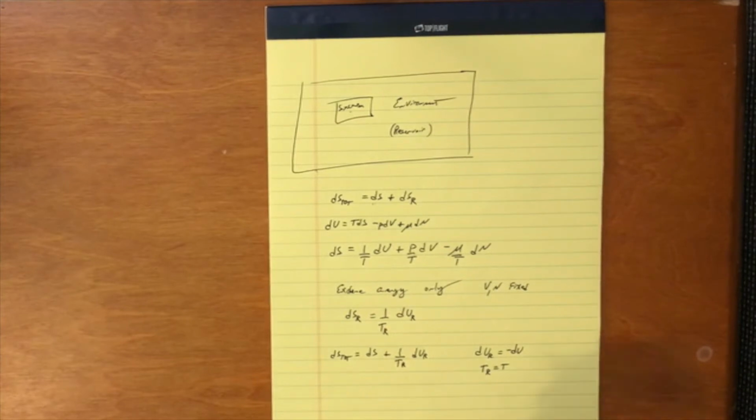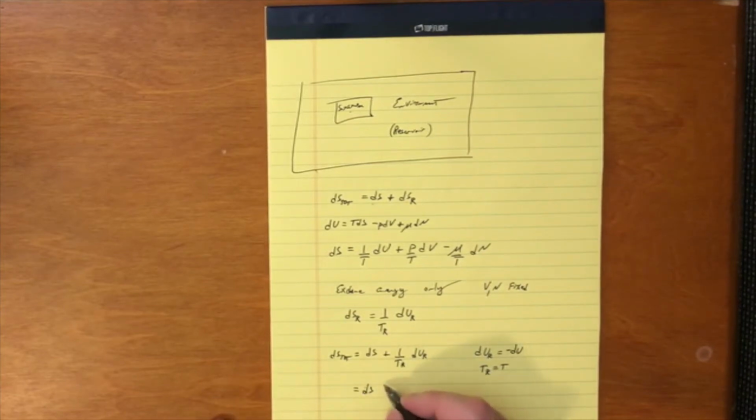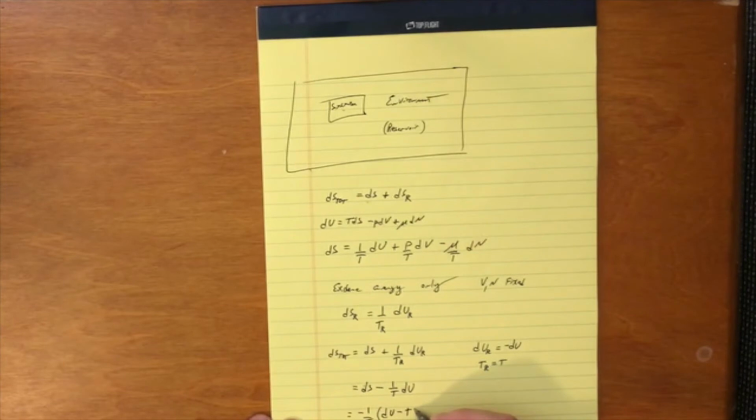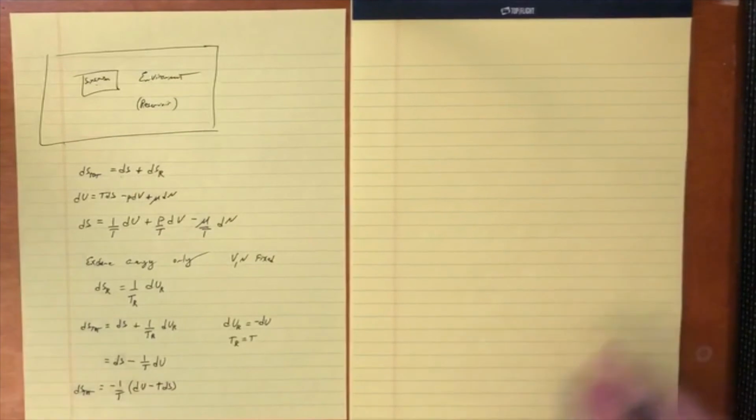And so we could rewrite dS total is equal to dS minus 1 over T dU, where now all of these terms are relating to the system: the temperature of the system, the energy of the system, and the entropy of the system. And indeed, we can rewrite this as minus 1 over T times dU minus T dS. And that's the change in the total entropy of the universe, which can be written in terms of just a description of our system.